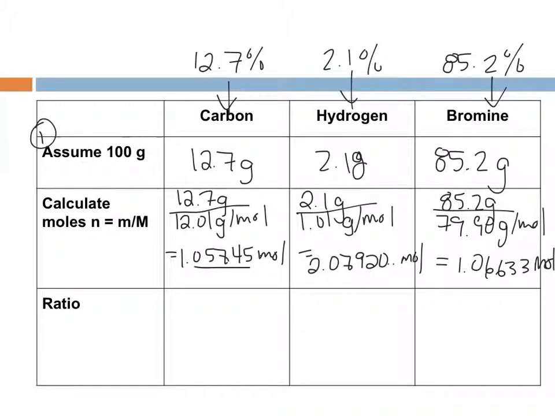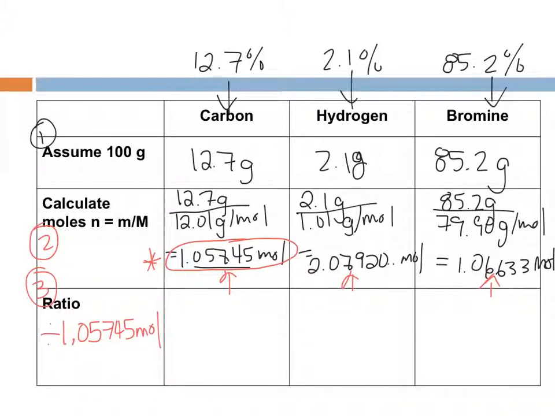To find our ratio, the above is step 2. To find our ratio, which is step 3, what you want to do is take a look at each of your mole values and figure out which one is the lowest. So if we take a look at the 3 that we have in this example, carbon has the lowest number of moles. What we're going to do then is divide each value by the number of moles of carbon, so by the 1.05745 moles. So if you take 1.05745 and divide it by itself, you would get 1.